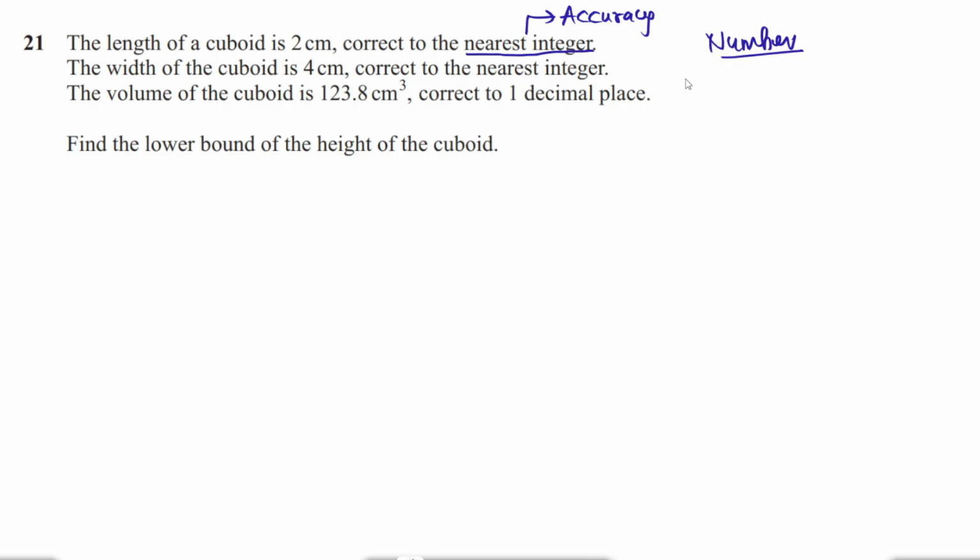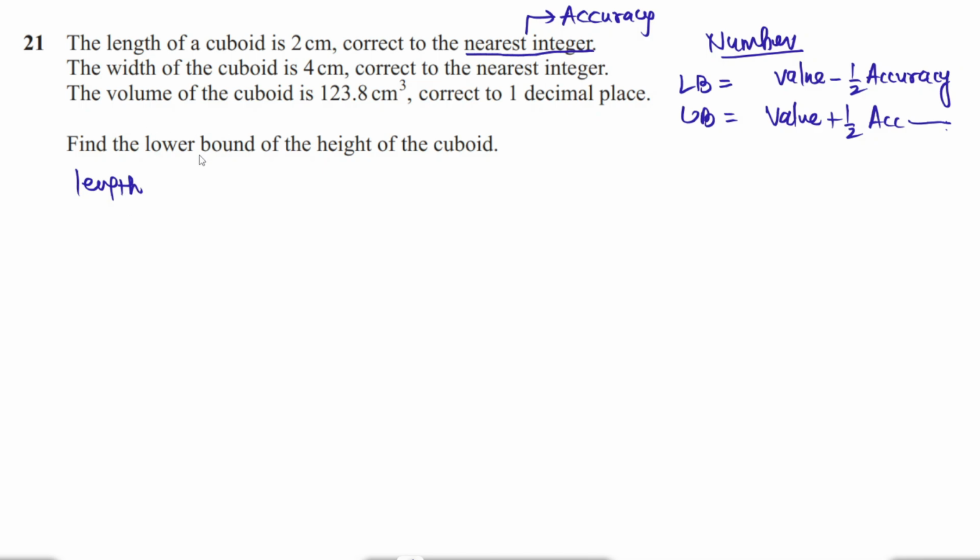I'll tell you the concept. Lower bound could be found as the value minus half of the accuracy, whatever it is given. You need to see the units carefully. And upper bound could be considered as the value plus half of the accuracy. So we are talking about length, and length is given as 2 centimeters, and it is rounded off to the nearest integer. Integer means counting numbers 1, 2, 3, so nearest integer.